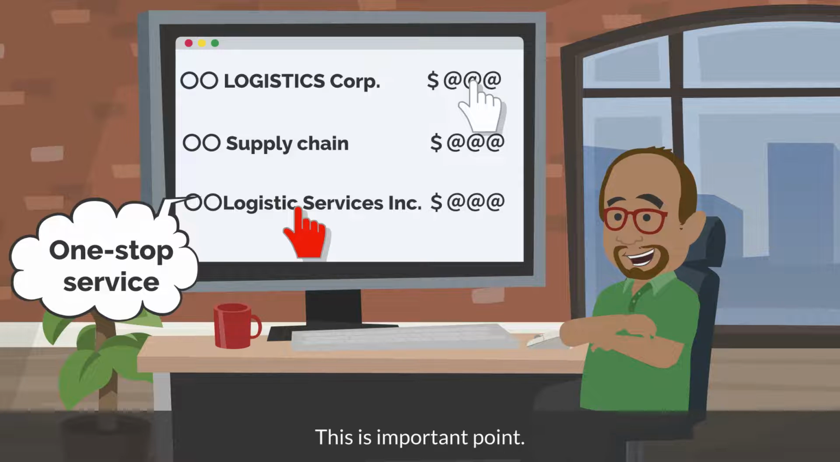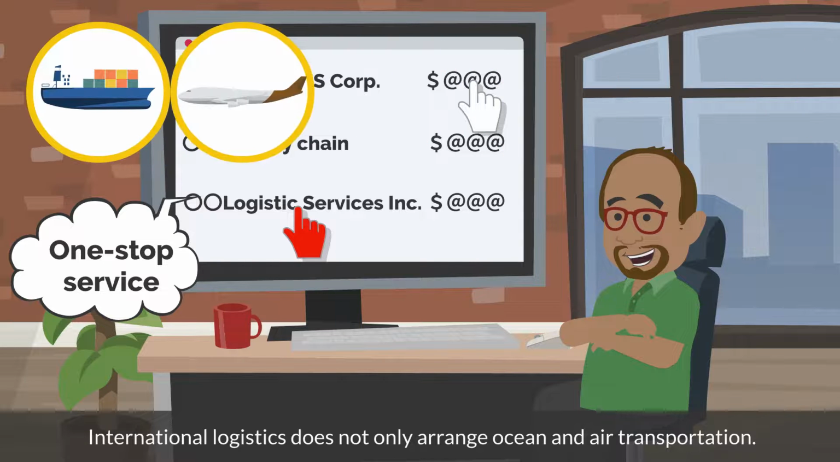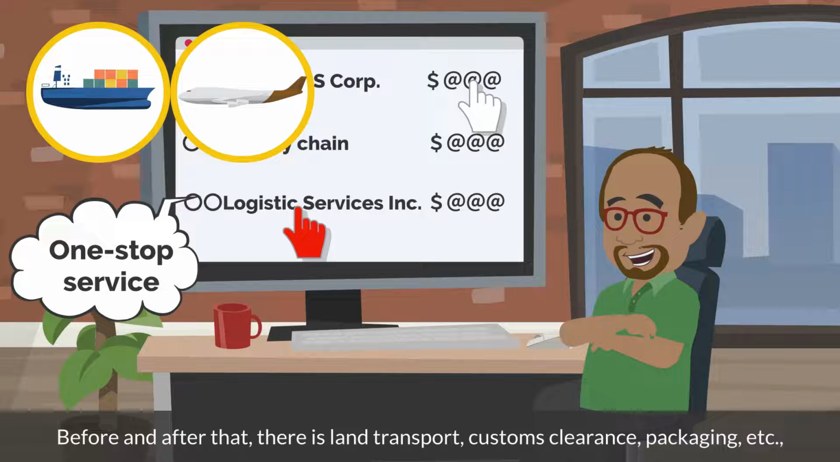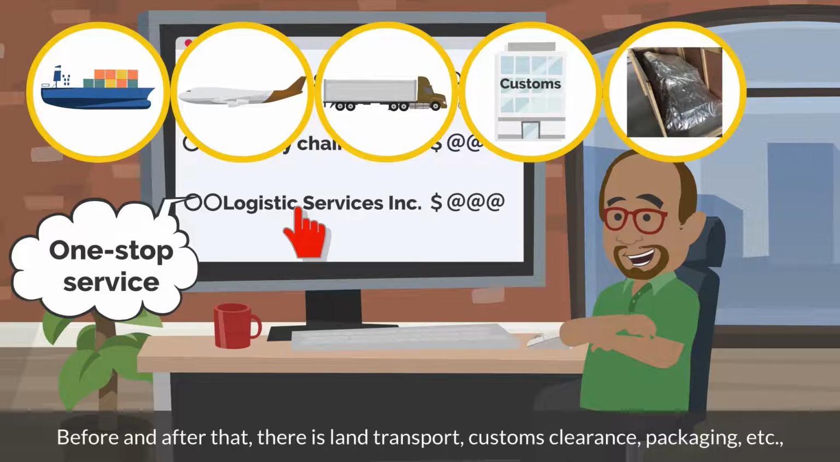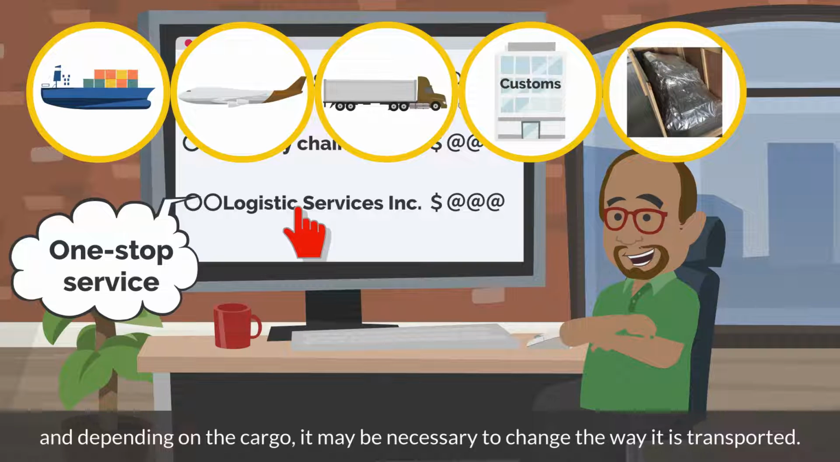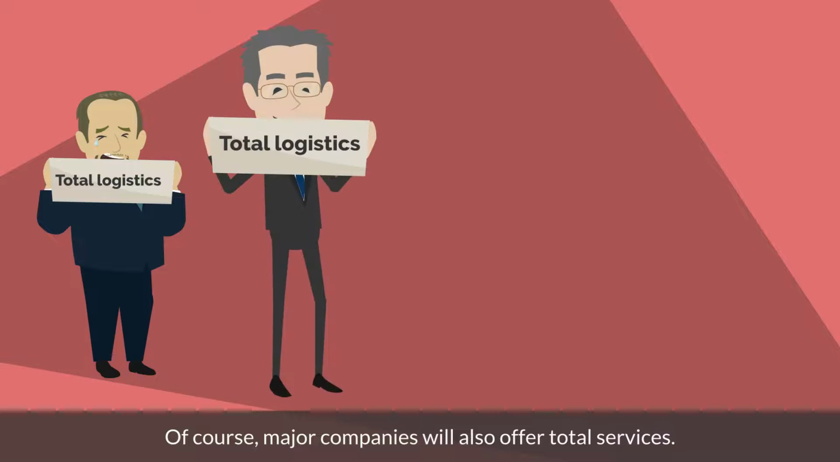This is an important point. International logistics does not only arrange ocean and air transportation. Before and after that, there is land transport, customs clearance, packaging, etc., and depending on the cargo, it may be necessary to change the way it is transported. However, total logistics, a one-stop service, alone will not be enough to survive. Of course, major companies will also offer total services.